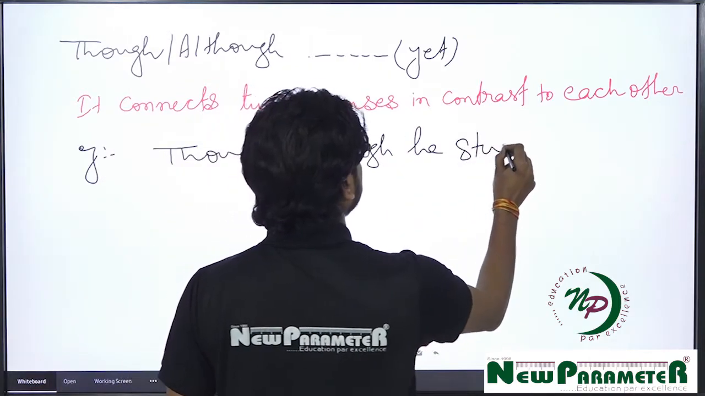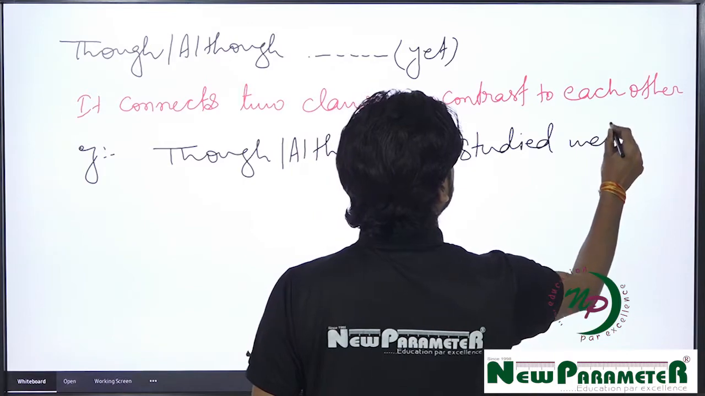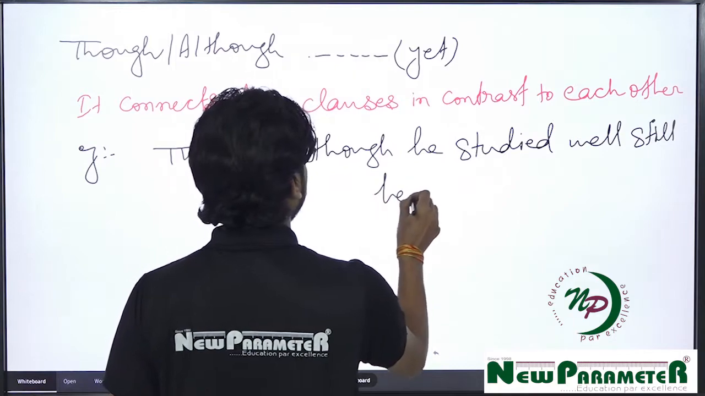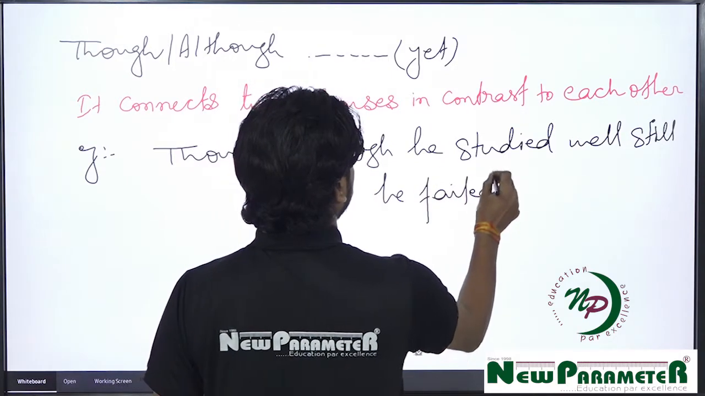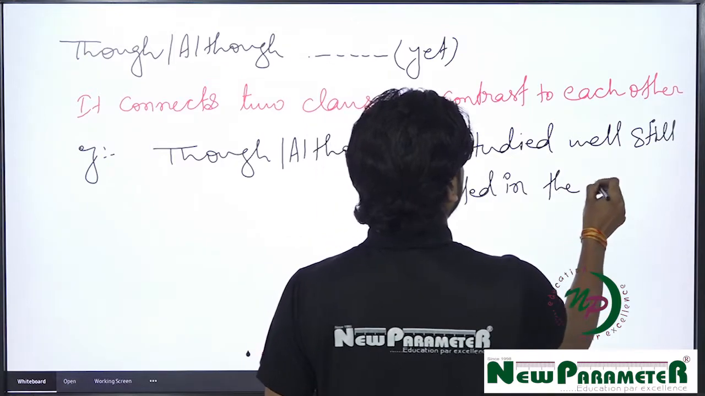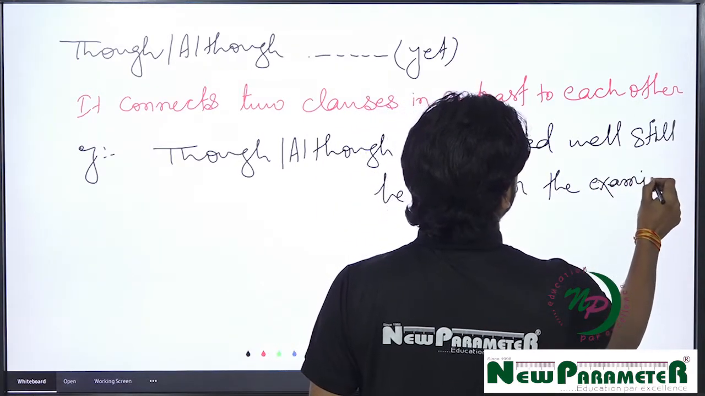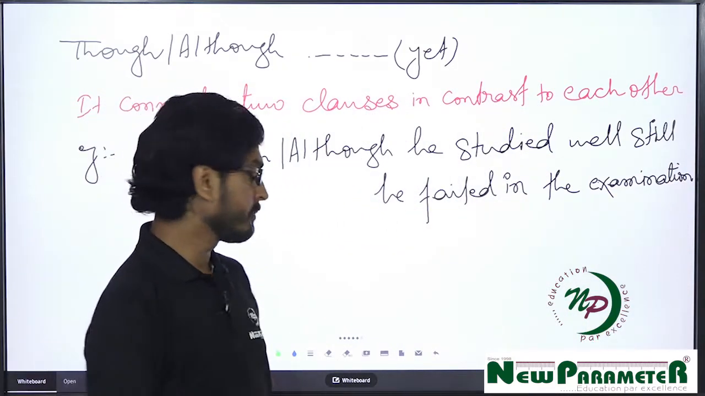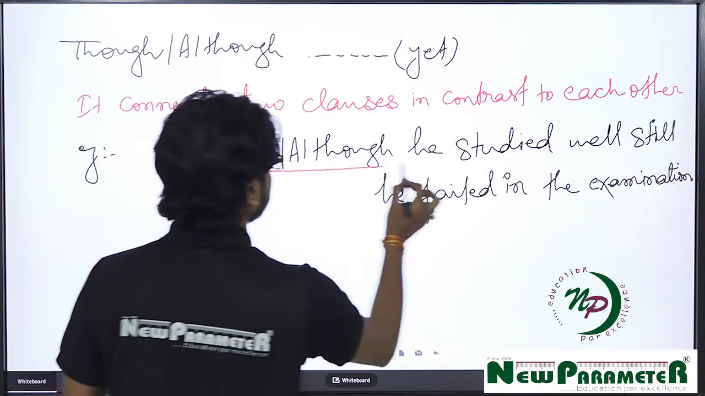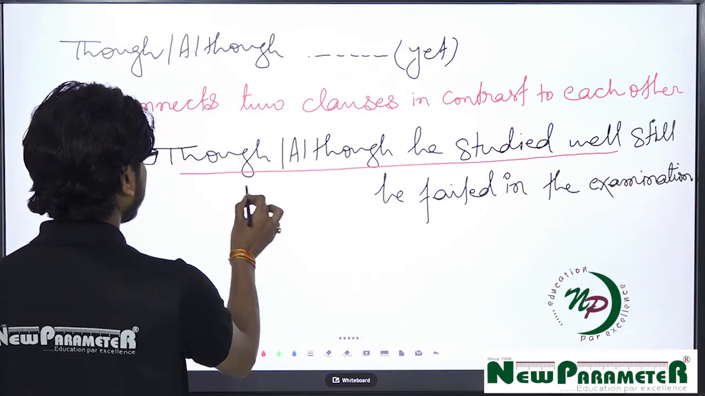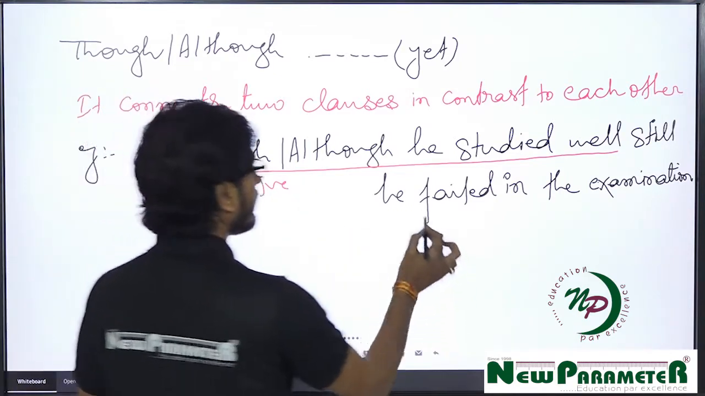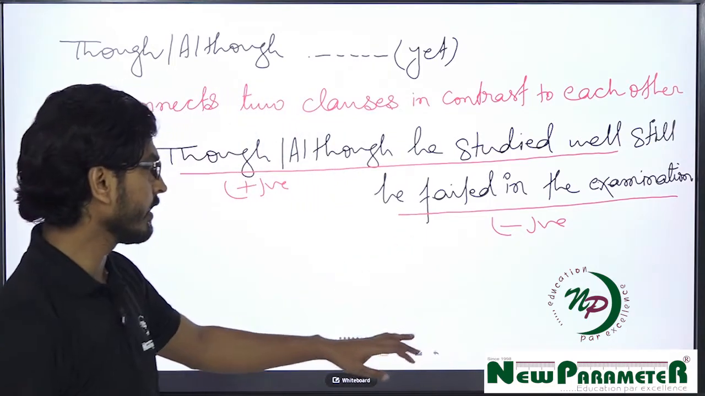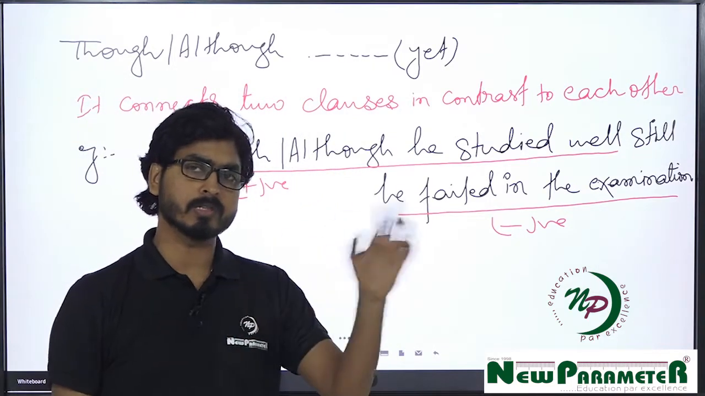He studied well, still he failed in the examination. See guys, if someone studies very well, it gives you what? Positive sense. Very good. Though he studied very well, it gives you what? Positive sense. But he failed in the examination, it gives you negative sense. So this is perfectly fine that we have connected two clauses in contrast with each other.